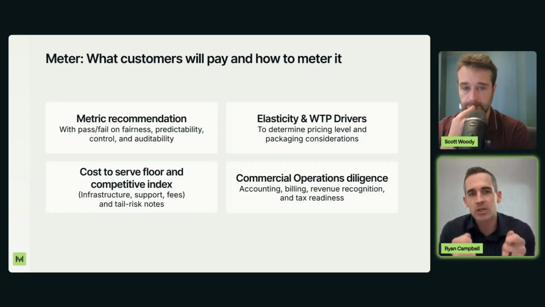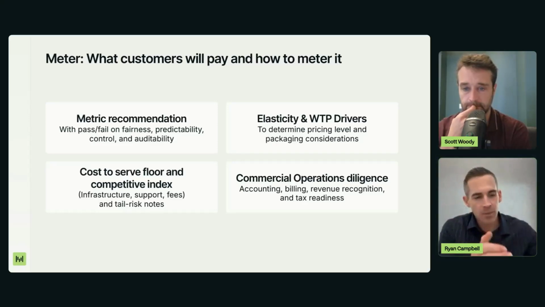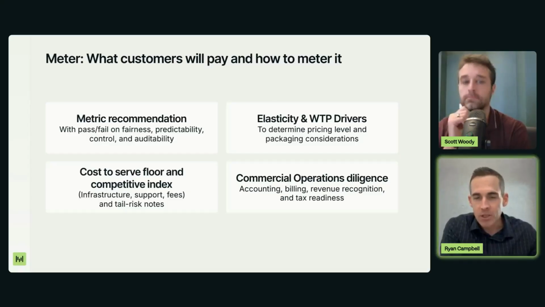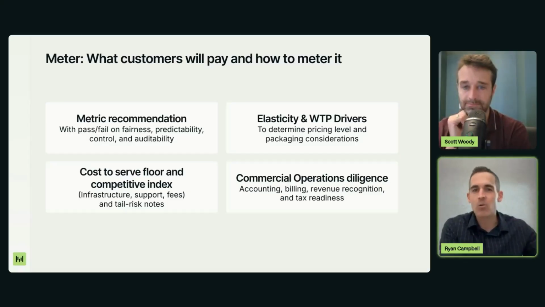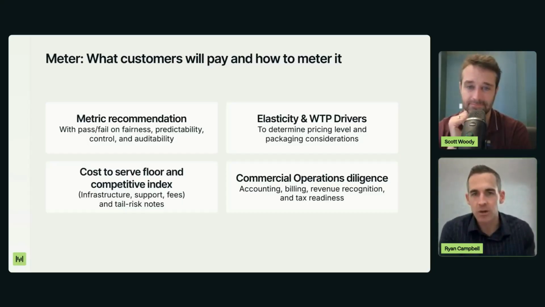But I think what you're really trying to test is, from a pricing metric perspective, will customers understand what your metric is, and does that scale with the value that I am getting out of this offering or this feature? And then really making sure that you measure the willingness to pay however you get there.